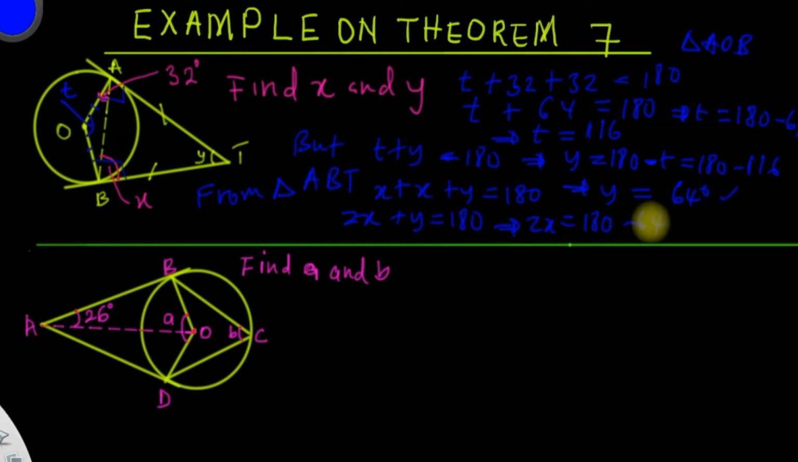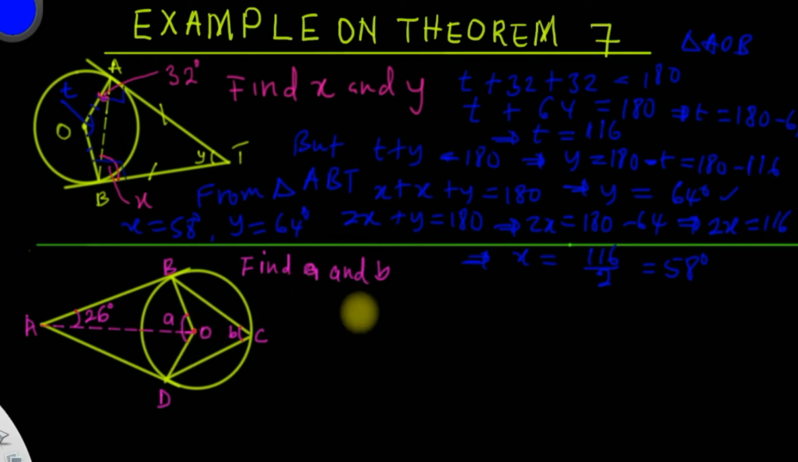Don't forget. So this implies that 2s is equal to 180 minus 64, so 2s is equal to 116 degrees. So we get s, which implies that s is equal to 116 over 2, which is 58 degrees. So s is equal to 58 degrees, and y is equal to 64 degrees. Fine. In this first example, let's go to the second example.